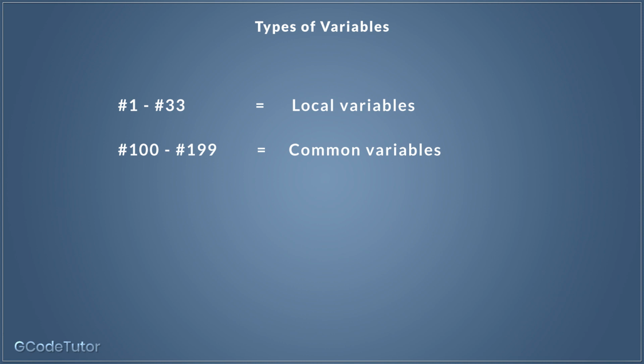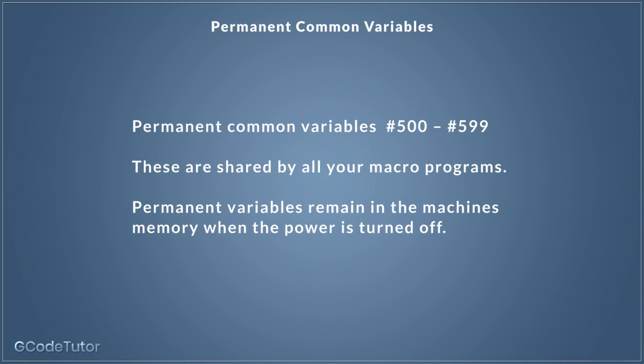A variation of the common variable is the permanent common variable. Now these are numbered between 500 and 599. So in each case we have 200 variables we can call upon in each section. Now the permanent common variable is similar to the normal common variable, but it's not reset to null every time the machine is powered down. So these variables remain in memory no matter how many times the machine has been restarted. The same as the common variable, these are shared by all of your macro programs.